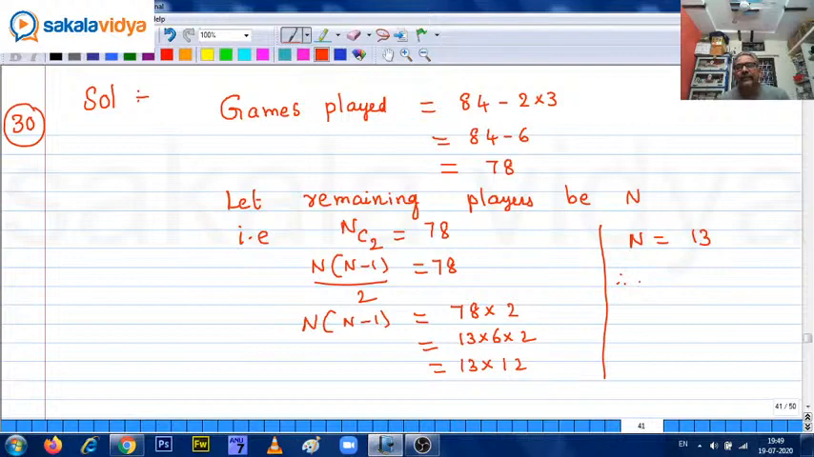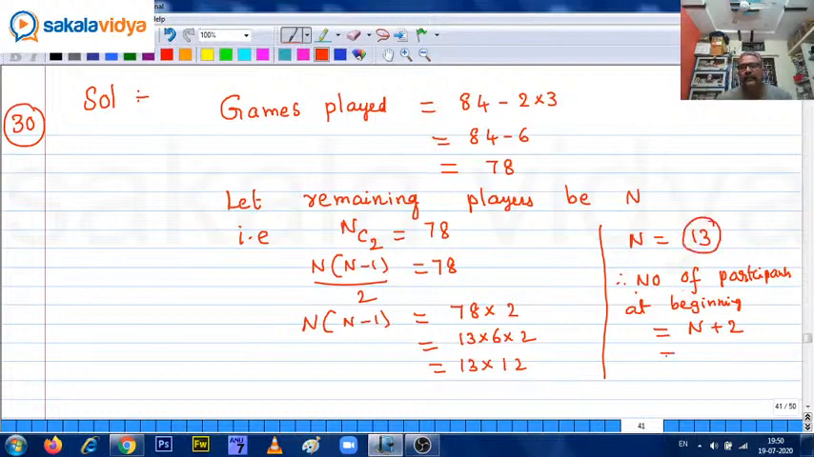Before, at the time of the beginning, we need to find out the number of participants at the beginning. That is equal to capital N plus 2, because 2 members fell ill, they need to be added in addition to 13. 13 plus 2 is equal to 15. Answer is 15. I think the third option is the right option.